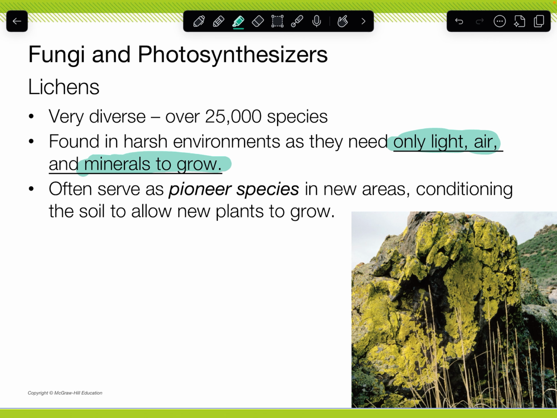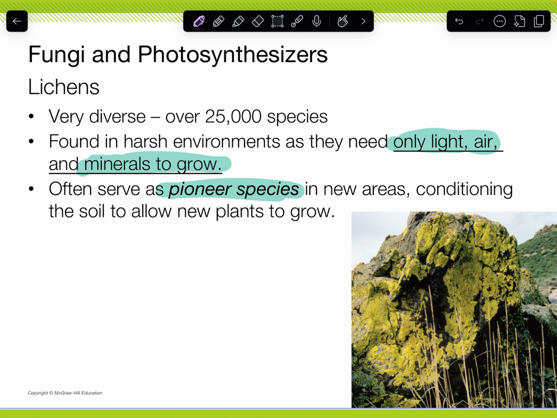Because remember, they're getting their food from that photosynthetic partner. So they only need light, air, and minerals to grow, which means they often serve as a pioneer species. And if you don't remember, a pioneer species is essentially the first thing that comes back to an area after a major disaster. So it conditions that area in order to make soil so that things can grow.